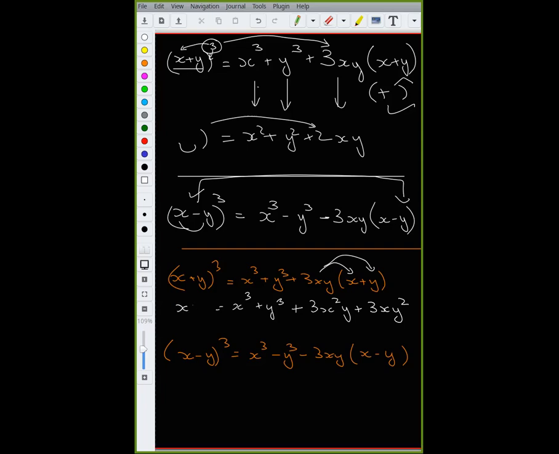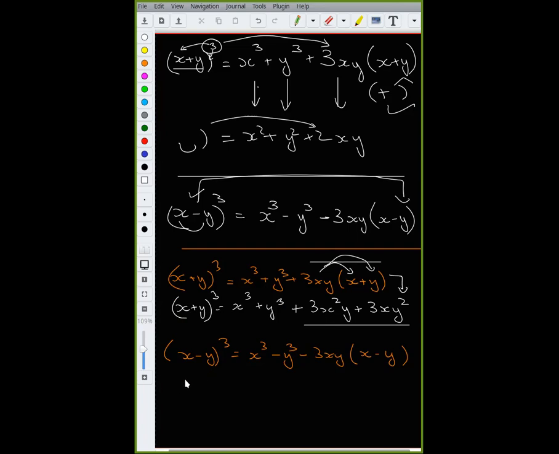So we have another identity: x plus y, the whole thing cubed, is also equal to x cube plus y cube plus 3x squared y plus 3xy squared. Both of them are the same. But in some of the sums, you'll be given this kind of format, whereas in some, you'll be given this kind of format. The derivation is given to you here, right?